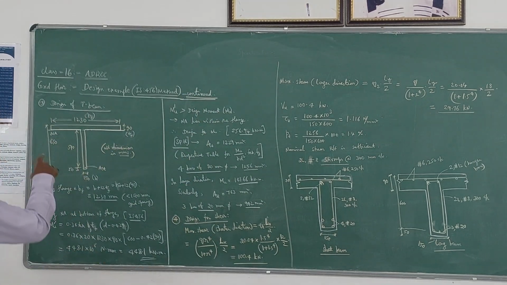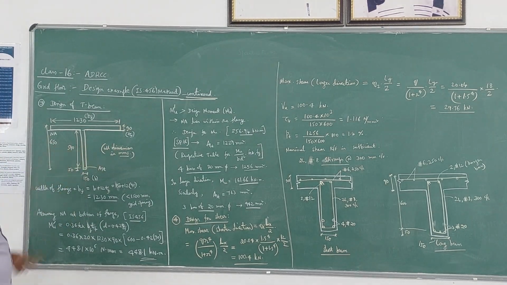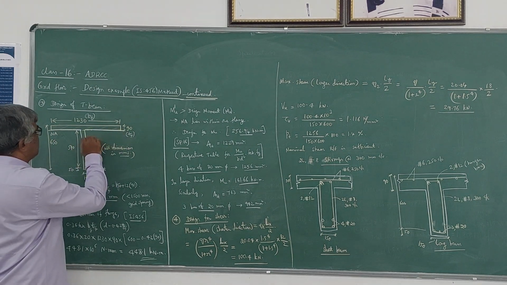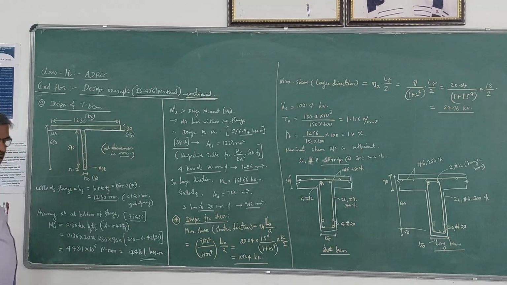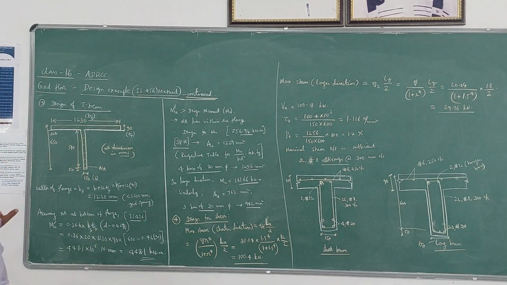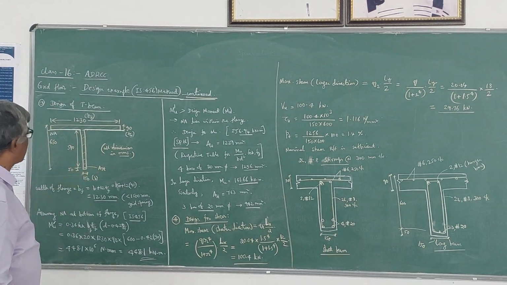So this is the section we got earlier. This is the slab portion. This beam and slab are cast monolithically. Therefore, the beam is acting as a T-beam. Now the dimensions of this T-beam section are fixed like this.